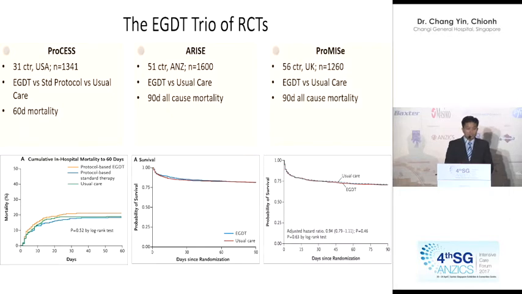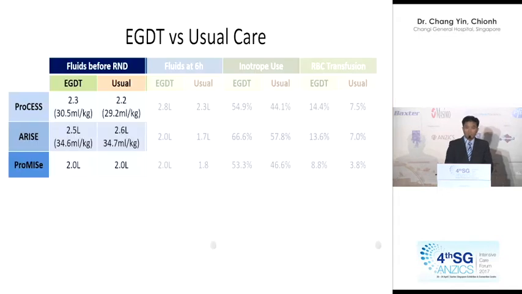The PROMISE study came subsequently, conducted in the UK. Also, no differences were seen at 90 days. So these three studies were called the killer trio of early goal-directed therapy. But let us look more into the details of each of the three studies. Before randomization, the patients were already given fluid. The median fluids given to the patients was already in the range of 30 mL per kilogram. This was prior to randomization.